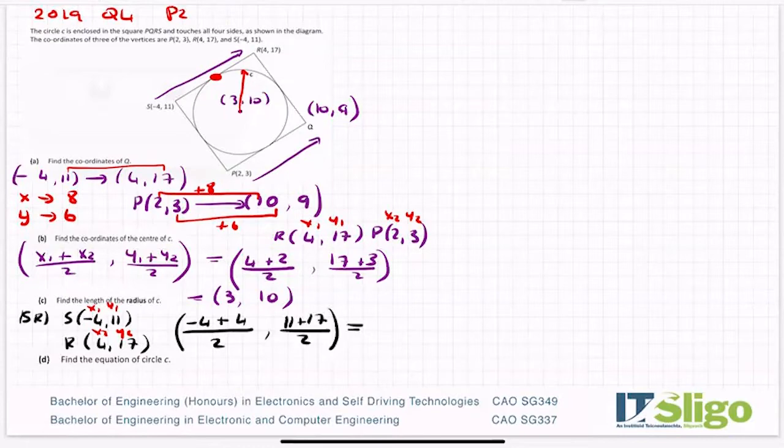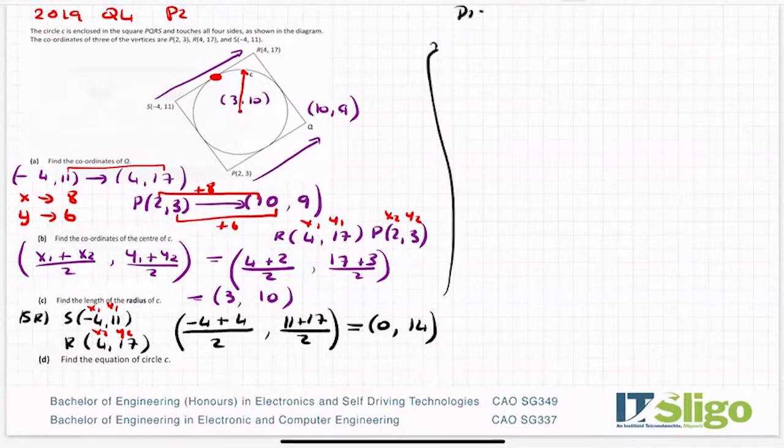Minus 4 plus 4, so I'm getting 0. 11 plus 17, 28 over 2 is 14. And I'm looking at that, is that halfway between them? Minus 4 to 4, yeah, it would be 0. Between 11 and 17, 11, 12, 13, 14, 15, 16, 17, yeah. So that's the midpoint.